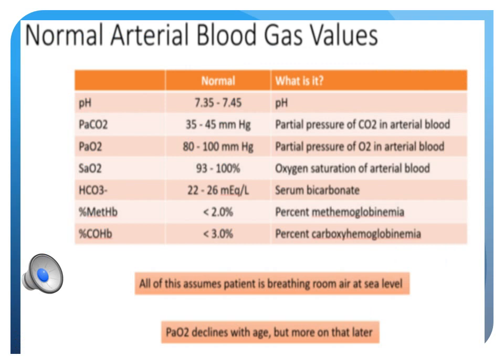What is PaO2? That's the partial pressure of oxygen in arterial bed. That lies between 80 to 100. What is SaO2? That is oxygen saturation of arterial bed. It is between 93 to 100%. Very important, bicarbonate HCO3. The levels are between 22 to 26 milliequivalents per liter.